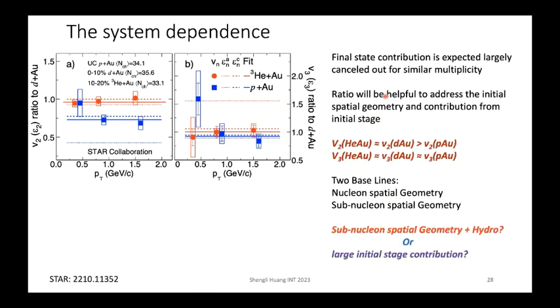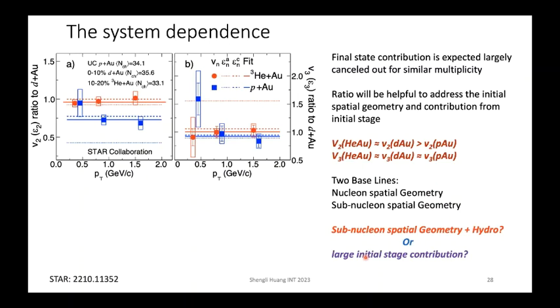Right. So it looks to me the simple picture is to just have the subnuclear geometry plus hydro, which could easily explain the STAR measurement, or we need some very complicated initial stage contribution. That's what we need to handle. I think so far that is what we can learn from the STAR measurement.